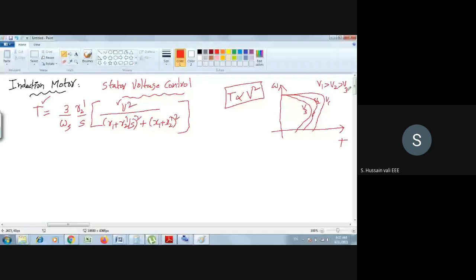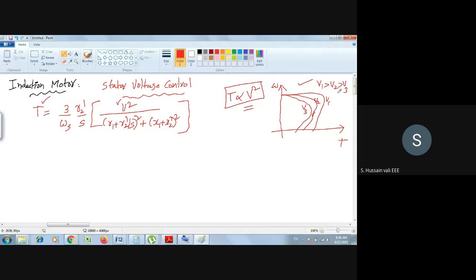When you increase the value of voltage, you see that the graph is moving, not upwards, but to the right side. The graph moving to the right side means that for the same value of omega, the torque increases if you increase the voltage. That's the meaning of this. So from this equation, we have drawn the graph. Already we know the speed torque characteristics of the induction motor. One graph we have drawn, then we go on increasing the value of V, and we get a set of graphs where V1 is greater than V2, which is greater than V3. So this way you can control this.